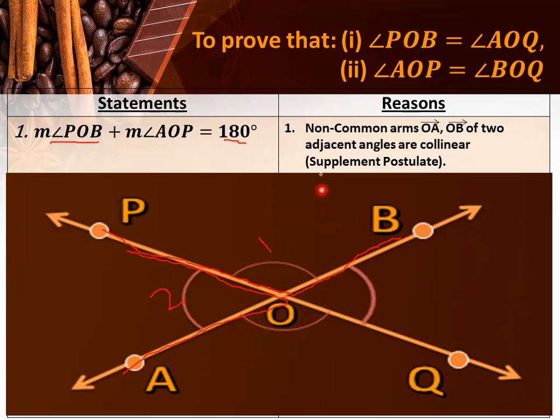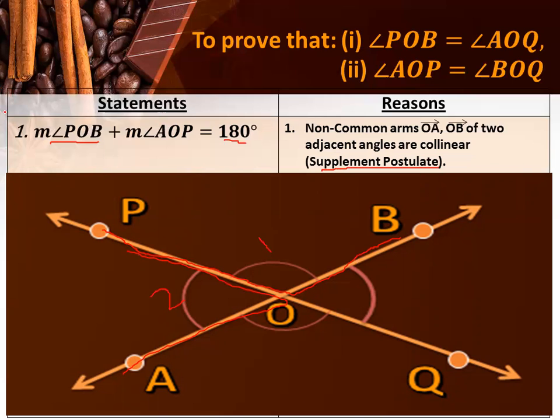So what will be the reason for this? The non-common arms. Non-common arms are OA. Now which is OA? This one. This is OA, and OB is this one. As you can see here, these are the two non-common arms of these adjacent angles, and these are collinear. Why collinear rays? Because they are lying on one line, and after forming a line, the type of angle which they are forming is basically supplementary, means together they form an angle of 180 degrees. So you will say that this is your supplement postulate.